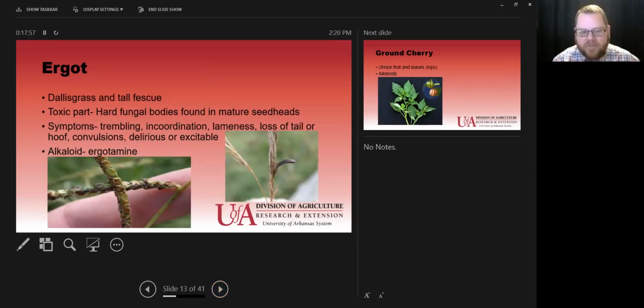So we get a lot of calls in our office about ergot. Especially people have worried about that last cutting that they did in, say, September, or they feed the hay that they made from this cutting later on in the year. That becomes an issue. But typically around mid-September, we start to see some problems, especially in Dallisgrass. So Dallisgrass in itself is not necessarily toxic, but the thing that we have to remember with ergot is that we always find ergot in mature seed heads.